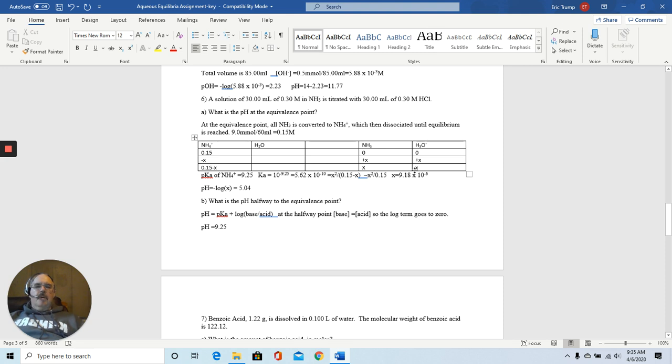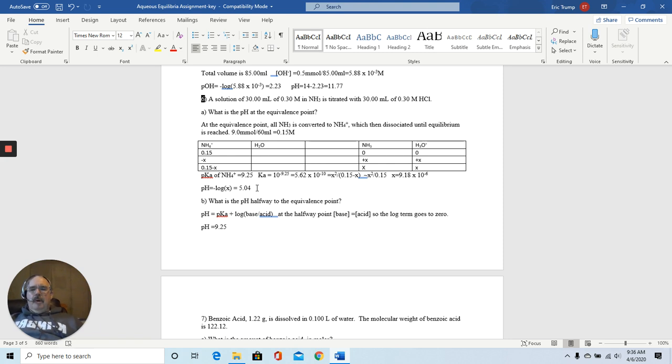So it would be X squared over 0.15 minus X. Okay, let's assume that X in the denominator is small. So this simplifies to X squared over 0.15. And so X is 9.18 times 10 to the minus 6th. Okay, so X is indeed small compared to 0.15. If we take minus the log of that, that's 5.04 for the pH.